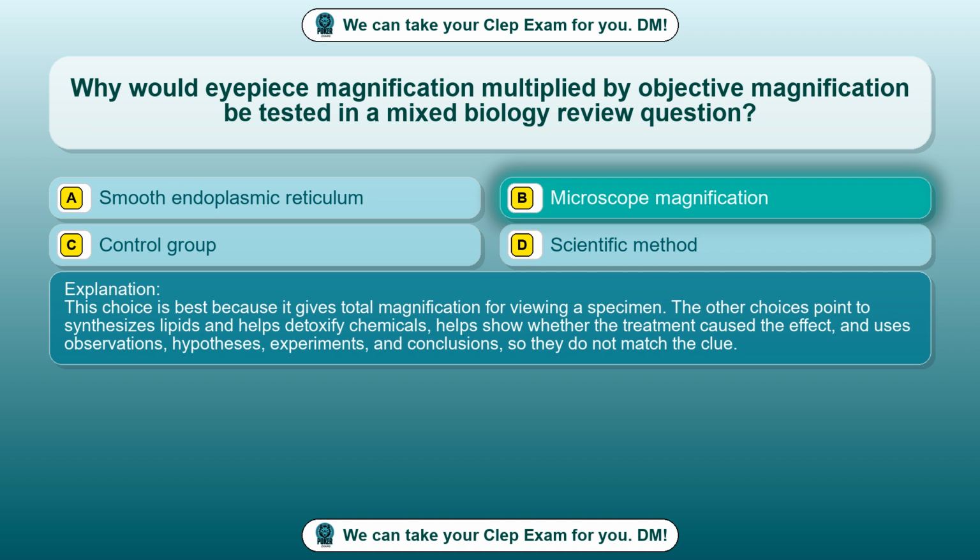The other choices point to what synthesizes lipids and helps detoxify chemicals, what helps show whether the treatment caused the effect, and what uses observations, hypotheses, experiments, and conclusions, so they do not match the clue.